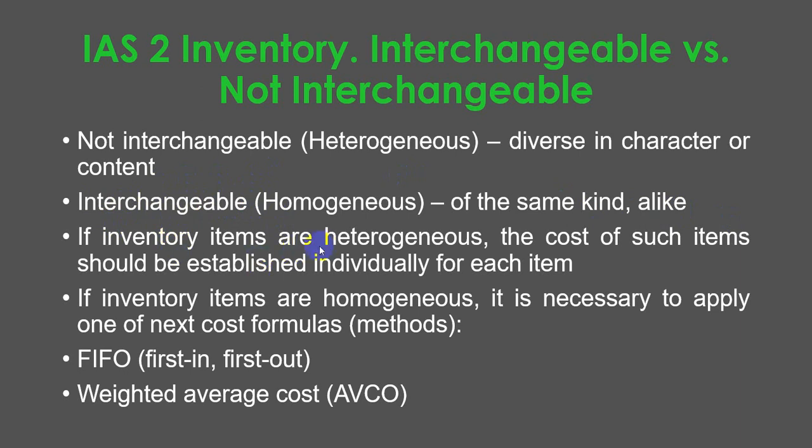If inventory items are heterogeneous, the cost of such items should be established individually for each item. If inventory items are homogeneous, it is necessary to apply one of next cost formulas: FIFO, first in first out, or weighted average cost.